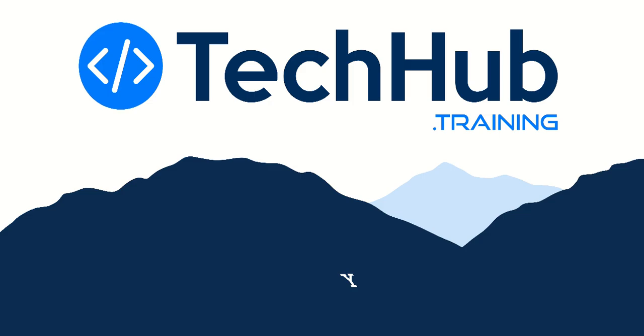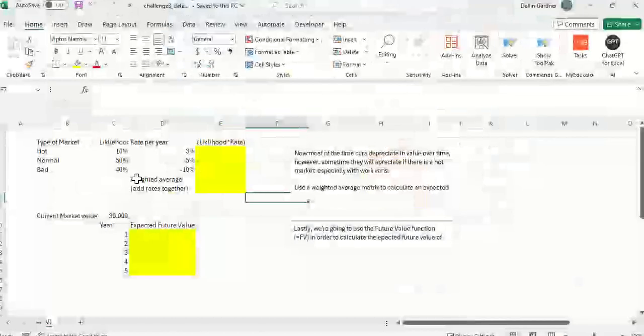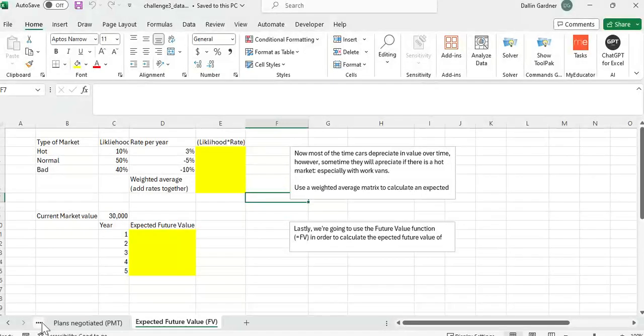Today we're going to be using the present value, future value, rate, and payment functions to perform some financial analysis to help a smart home company purchase a few vehicles for their fleet. I'm going to go ahead and open up the spreadsheet here.